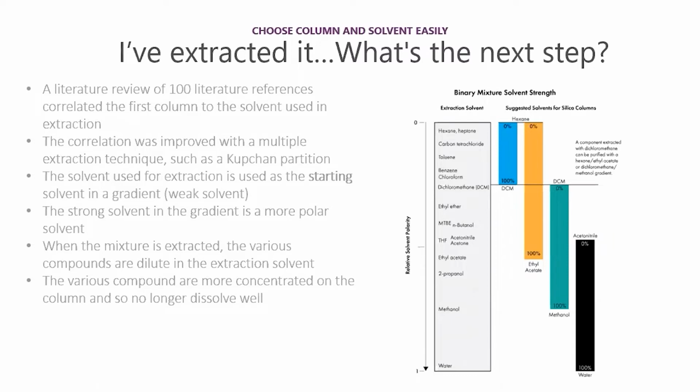So you run from 30% ethyl acetate to 100% ethyl acetate in hexane, or you can run DCM and methanol. This system works better with a multiple extraction technique, such as a cup chain partition. And the solvent used for extraction is used as the starting solvent in a gradient, the weak solvent.